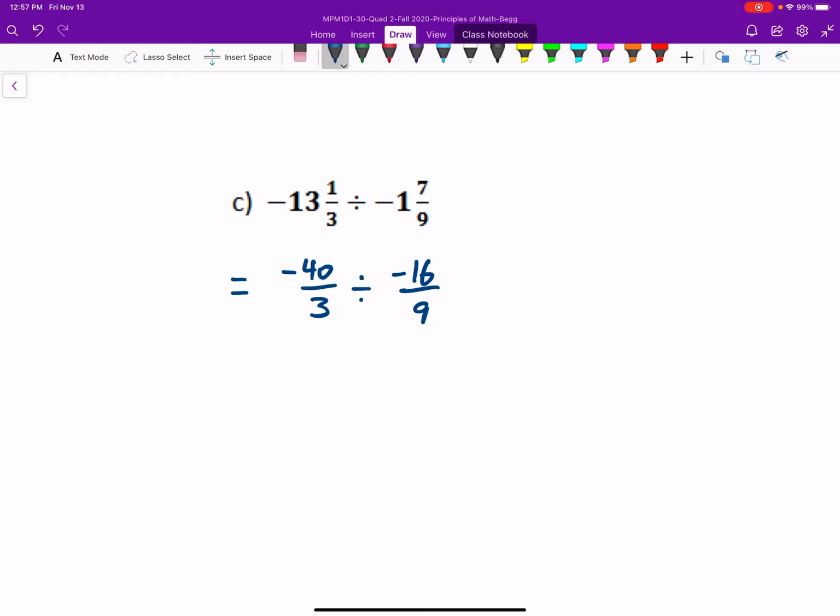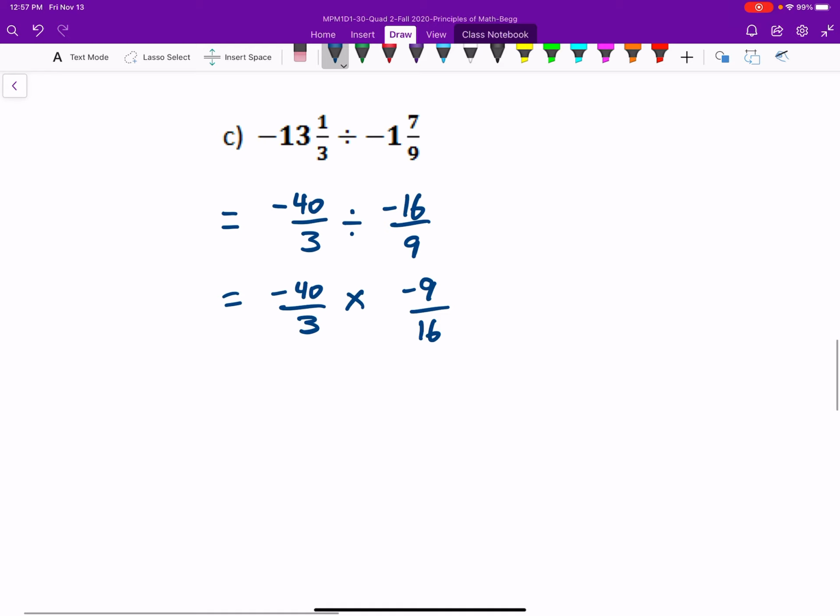Make it divide. Okay, no problem. Now, I want to change my divide to a multiply. So the first fraction doesn't change. Everything's exactly the same. Change this from a divide to a multiply. Flip it upside down so the 9 goes on top now, but I'm going to leave the negative sign up top, just to keep things simpler.